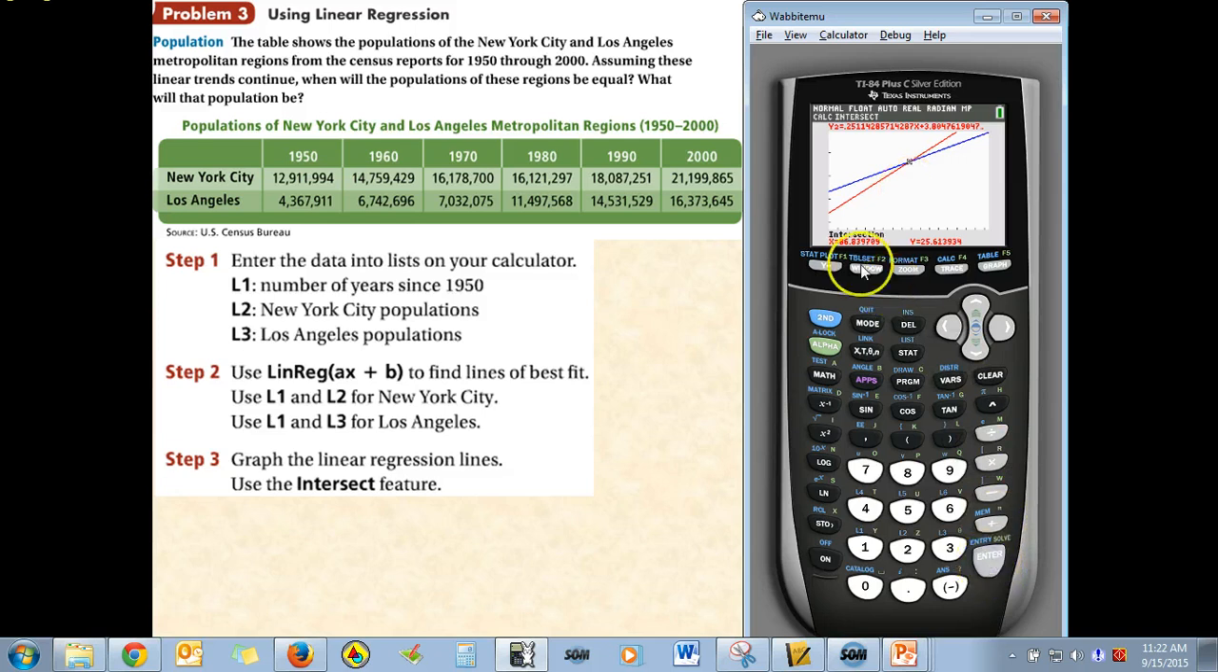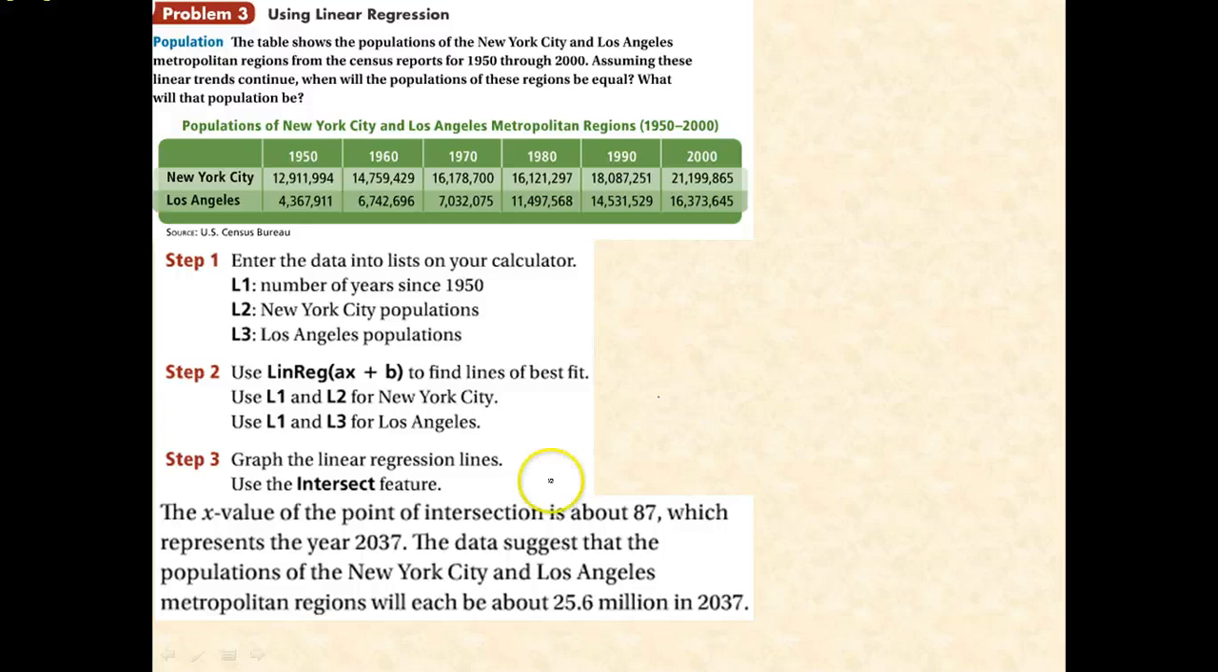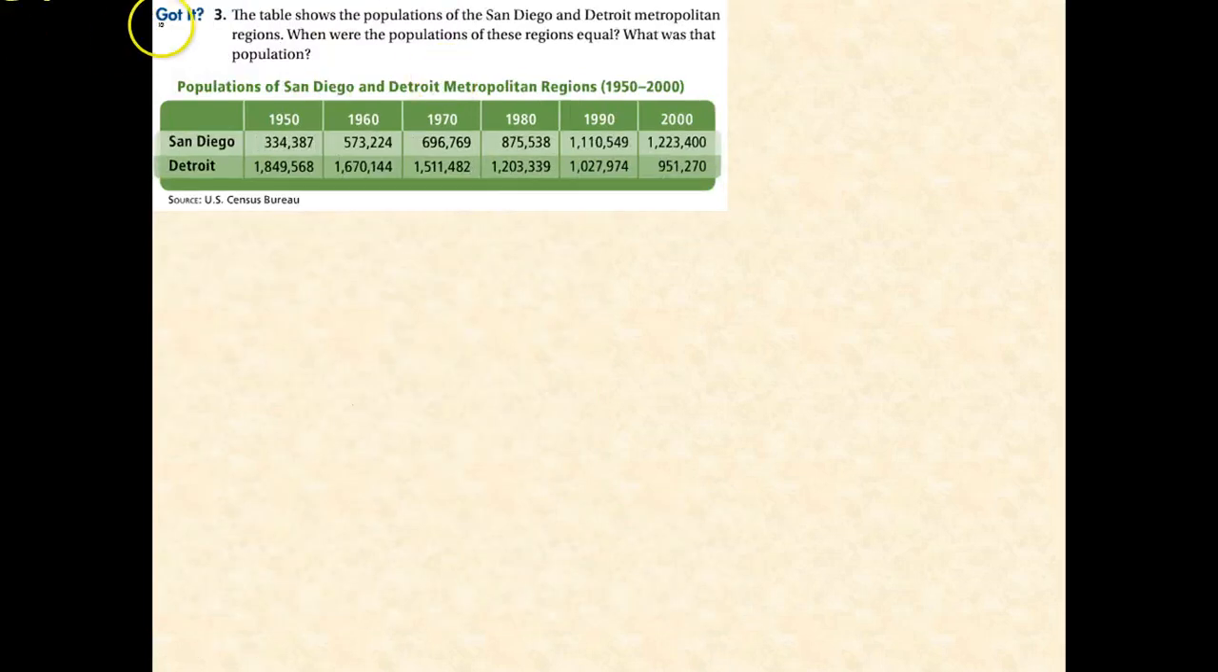So I hit enter, and then they say, here's the intersection, 86.8, which is about 87 years after 1950. And their population would be 25.6 million. So the x value of the point of intersection is about 87, which represents the year 2037. And the data suggests that they'll have populations of about 25.6 million in 2037. Cool, dude. Okay, so see if you got it.